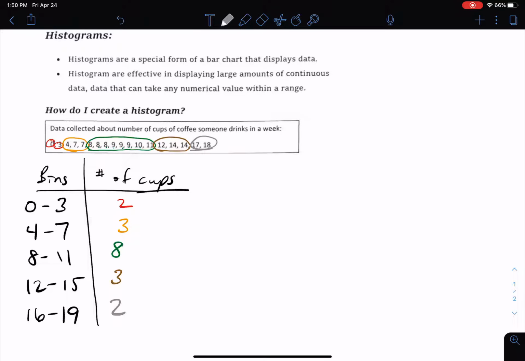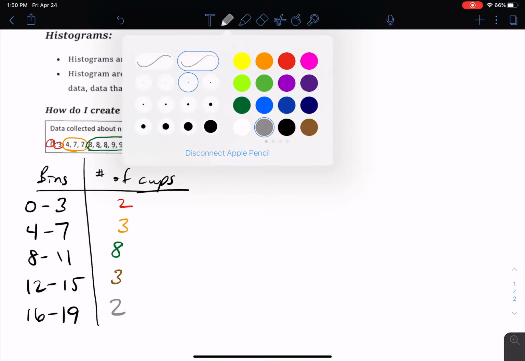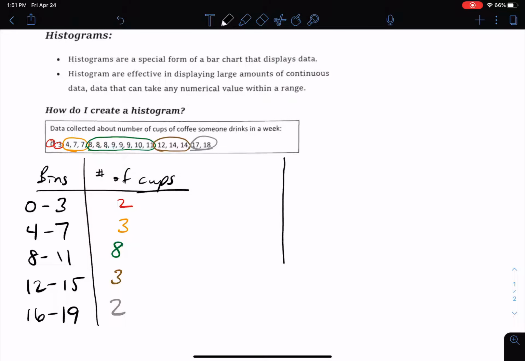Okay. The last thing we're going to do is make the graph. So the graph is going to look like this. It's going to have a y-axis and an x-axis. Okay. So along the side, it's going to be the number of cups. So I'm going to write that on the side. Number of cups.